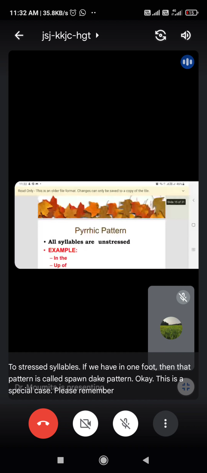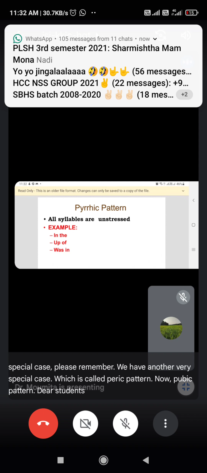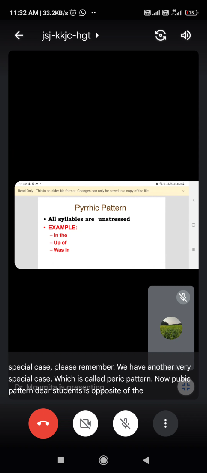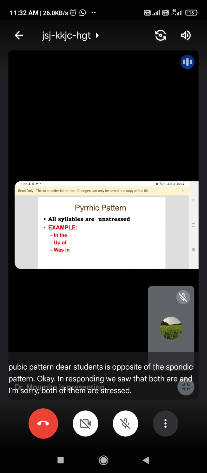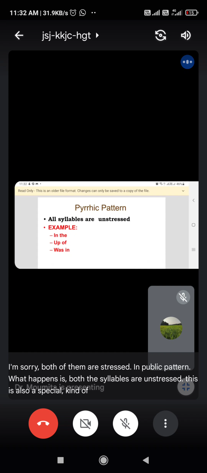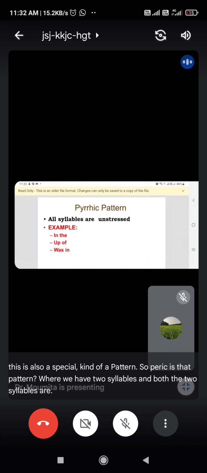Please remember, we have another very special case which is called Pyric pattern. Now Pyric pattern, dear students, is the opposite of the spondaic pattern. In spondaic, we saw that both of them are stressed. In Pyric pattern, both the syllables are unstressed. This is also a special kind of pattern. So Pyric is that pattern where we have two syllables and both the two syllables are unstressed syllables.